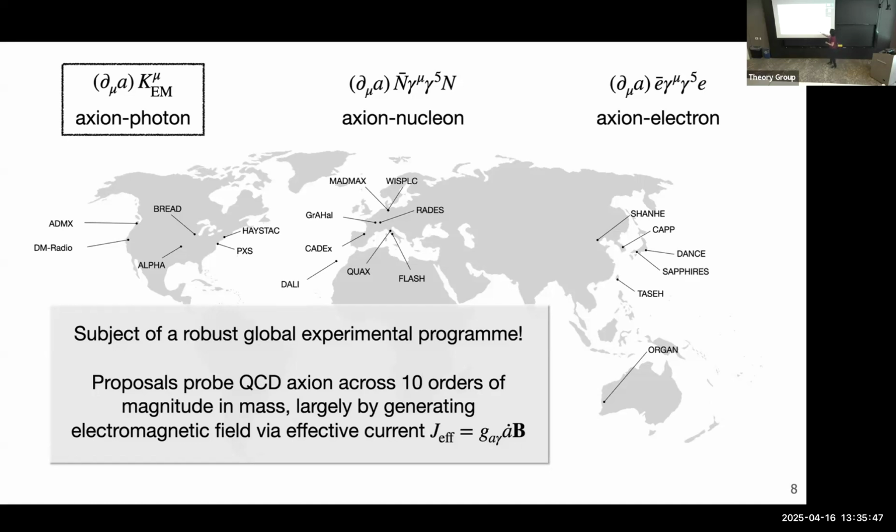And all of these experiments basically run on the same principle, which is that when you have this coupling on, what will happen is that there will be an effective current, which is a source in Maxwell's equations, which depends on the value of the axion field, its time derivative, times the background magnetic field. So this is the central mechanism for all these experiments. This gives you a current, the current gives you some kind of fields, and you're trying to measure the fields.